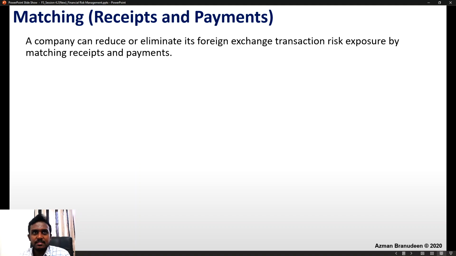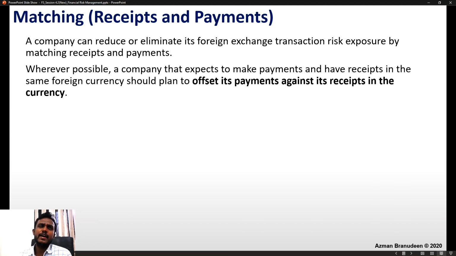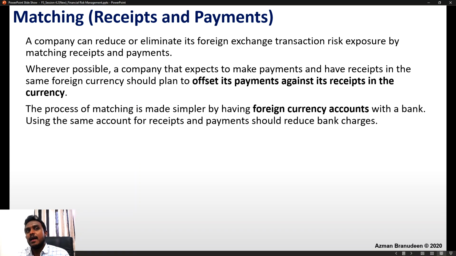So matching is fairly simple. A company can reduce or eliminate its foreign exchange transaction risk exposure by matching receipts and payments. Wherever possible, a company that expects to make payments and have receipts in the same currency should plan to offset its payments against its receipts in that currency. And the process of matching is made simpler by having foreign currency accounts with the bank.